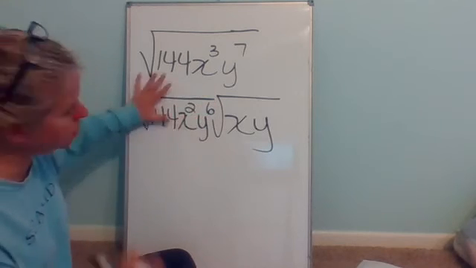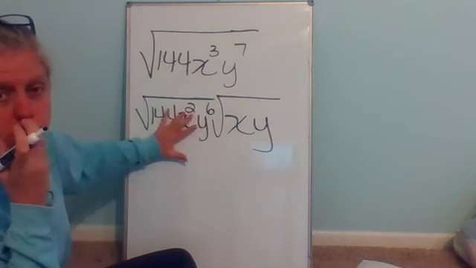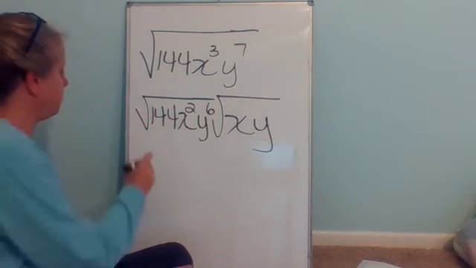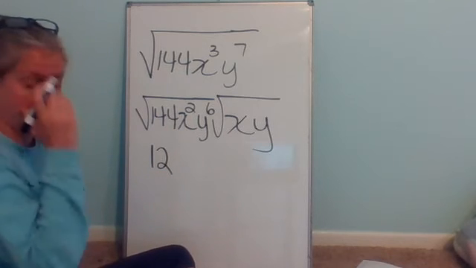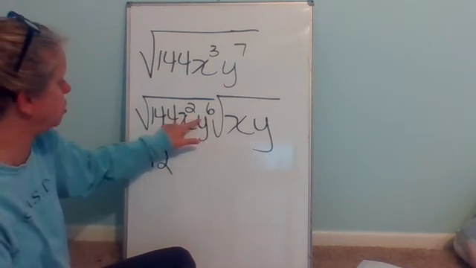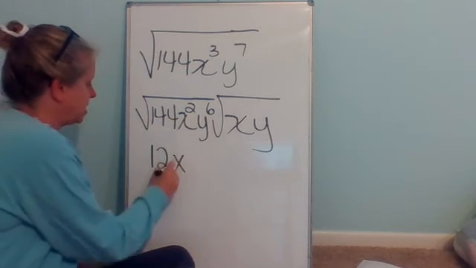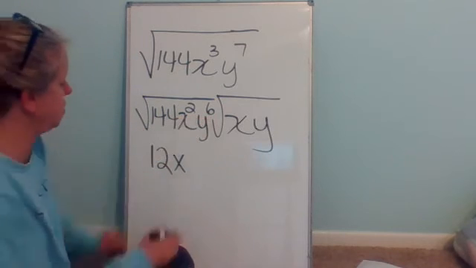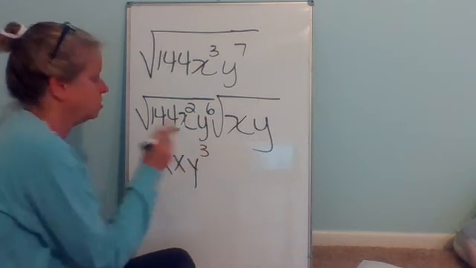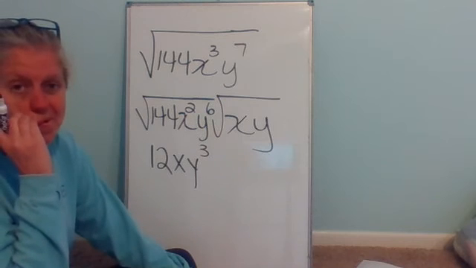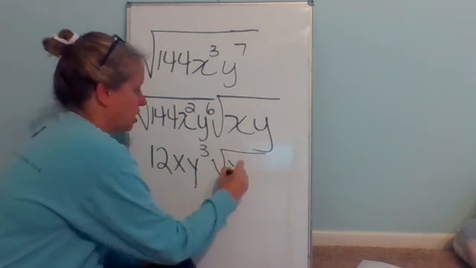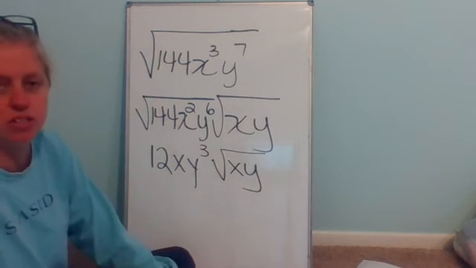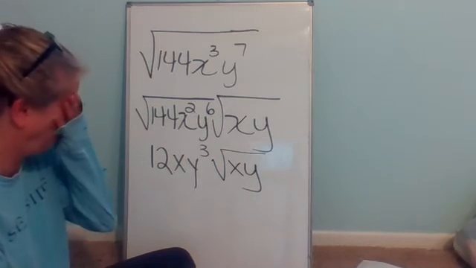See, I can now take the square root of this. The square root of 144 is 12. So now I can divide my exponents by 2. So this one will just be x. If I divide this exponent by 2, I get y to the third. And then just drop down your trash like you always do. It just comes down, square root of x, y.